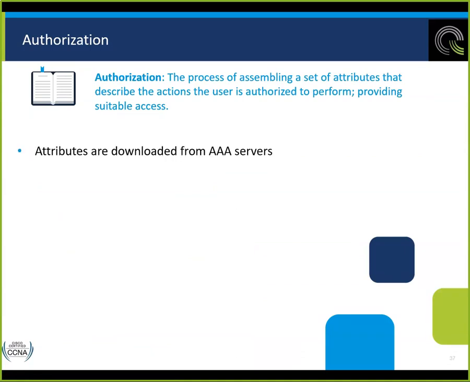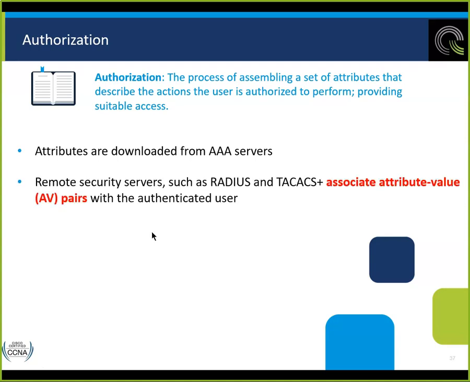Authorization. What can we do once we get authenticated? Authentication, authorization, and accounting. Authentication, who are you? Authorization, what can you do? Accounting, what did you do? It's a process of assembling a set of attributes that describe the actions the user is authorized to perform, providing suitable access. What can we do once we get authenticated? It uses associated attribute value pairs, AV pairs, with the authenticated user.